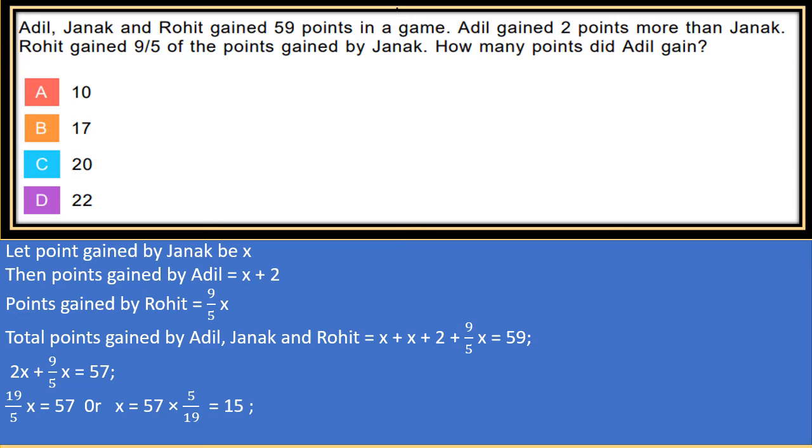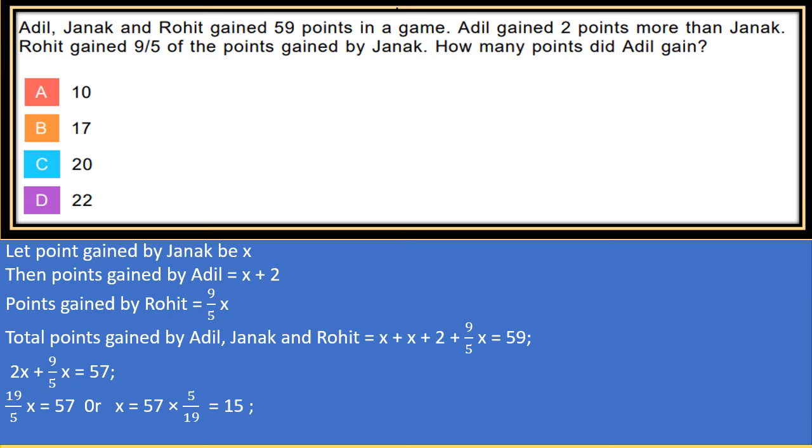Total points gained by Adil, Janak and Rohit is equals to x plus 2 plus 9 by 5x. x are the points gained by Janak, x plus 2 Adil, and 9 by 5th x is Rohit, and the total points equals to 59. Now we'll solve this equation. So keep the variables one side and constant one side. So we will get x plus 9 by 5x equals to 57.